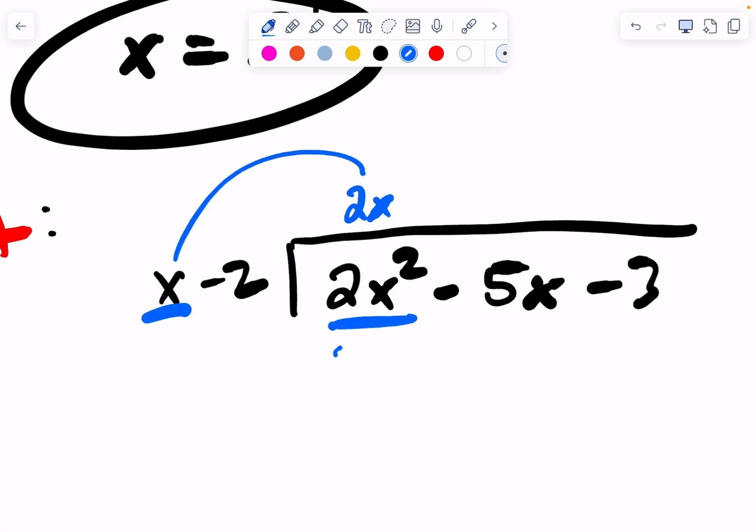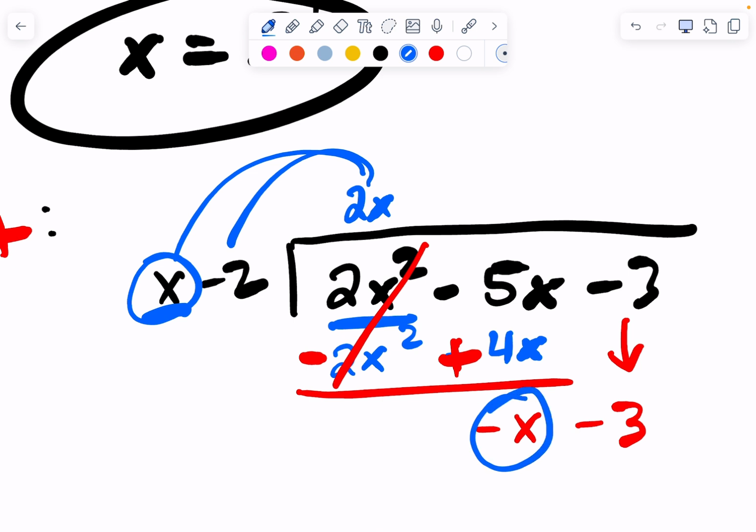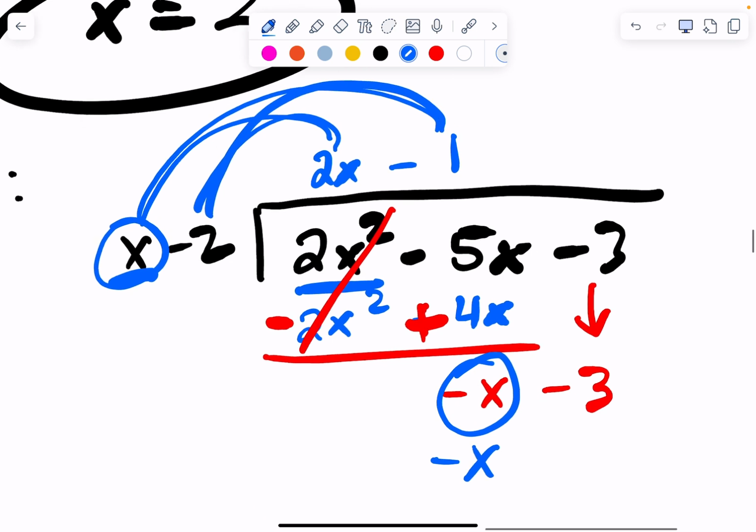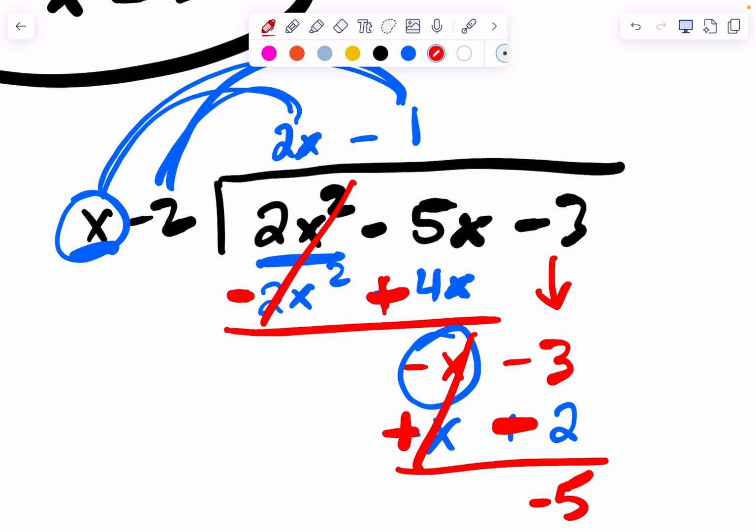If I multiply back through, 2x times x is 2x squared, but 2x times negative 2 is minus 4x, and then I switch my signs, right? This cancels. What's negative 5x plus 4x? Minus x, and then I drop my minus 3. And then I start over. What do you take times x to get negative x? Negative 1. So I multiply negative 1 back through. Negative 1 times x is negative x. Negative 1 times negative 2 is plus 2. Flip the signs. The x's cancel. My remainder is negative 5, so my remainder is negative 5 over x minus 2.